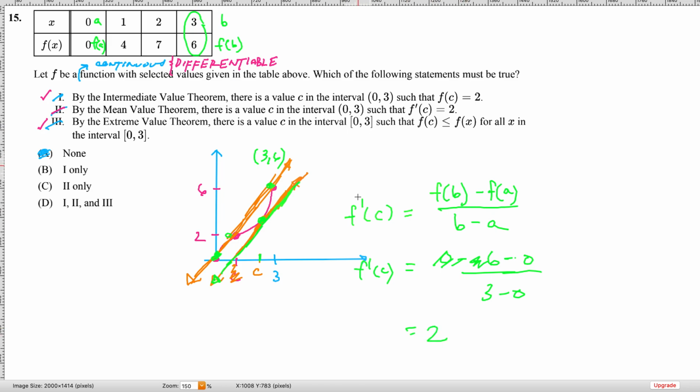And it is true, because f prime of c, there's going to be some tangent line that has the same slope as the secant line on this curve between 0 and 3. So there's going to be some c with f prime of c equal to the slope of that secant line. The slope of the secant line in this case is 2. So this equation must be true, and then all 3 would be true. But since we're not given continuous and differentiable, we know that none of these can be applied, so the answer would be A, none.